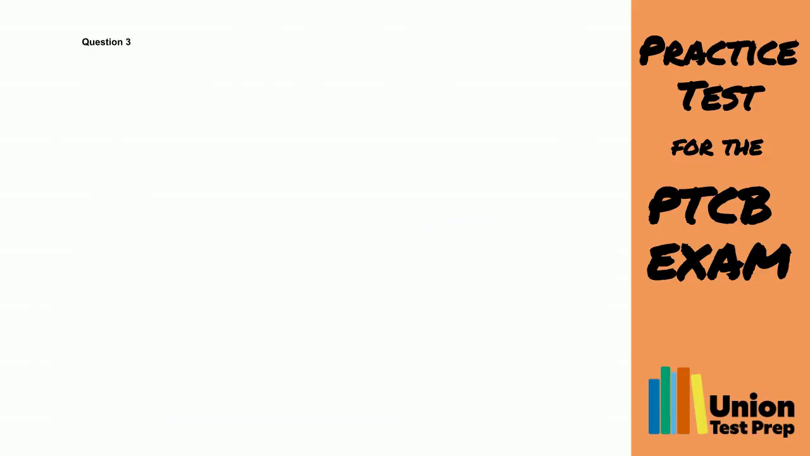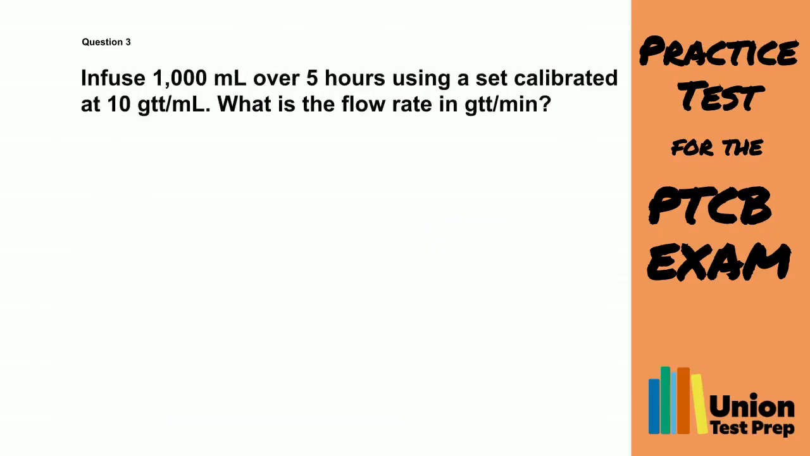Question 3. An order reads, infuse 1,000 milliliters over 5 hours, using a set calibrated at 10 drops per milliliter. What is the flow rate in drops per minute? A. 30. B. 32. C. 33. D. 35.